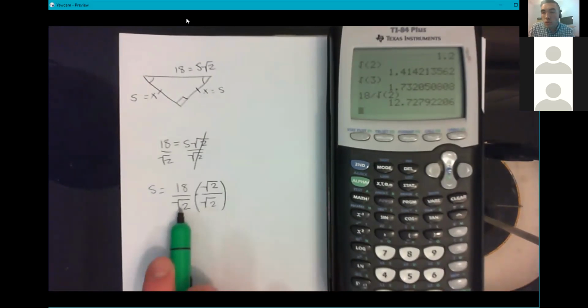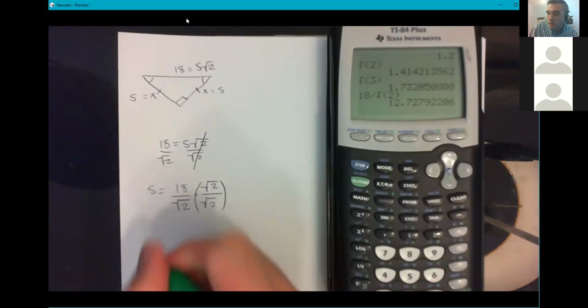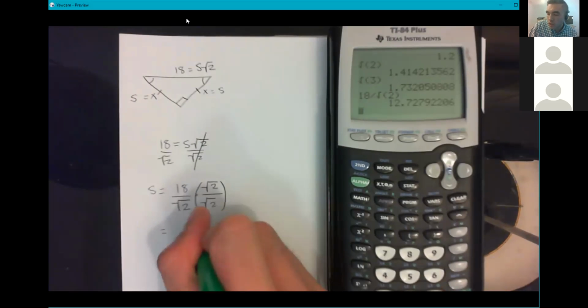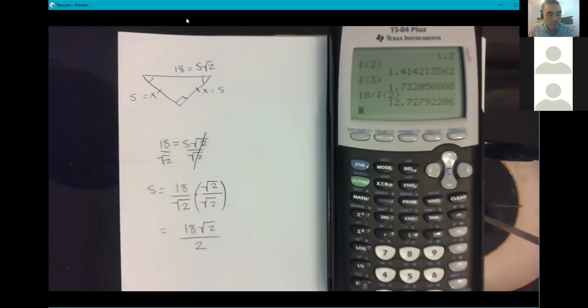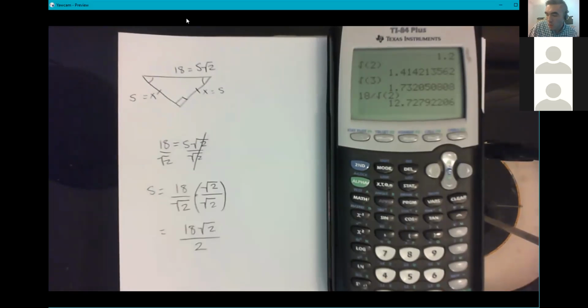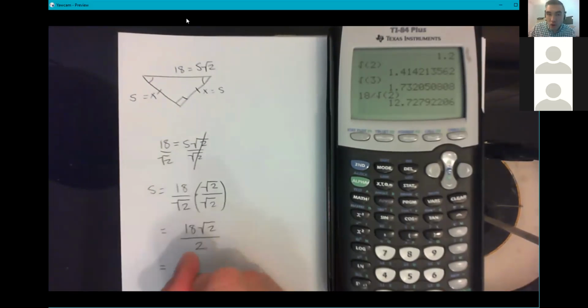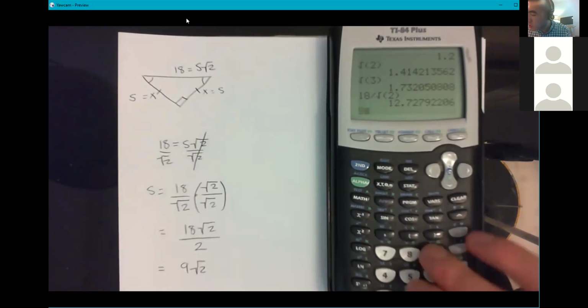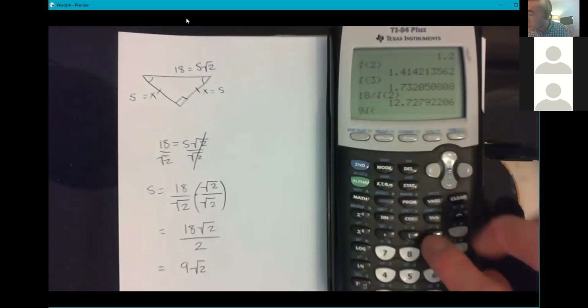What is root 2 times root 2? 2. So this is equal to 18 root 2 over 2. And what's 18 divided by 2? 9. Equals 9 root 2. And if you're ever unsure about this stuff, just double check it with your calculator. That's why we have this stuff.